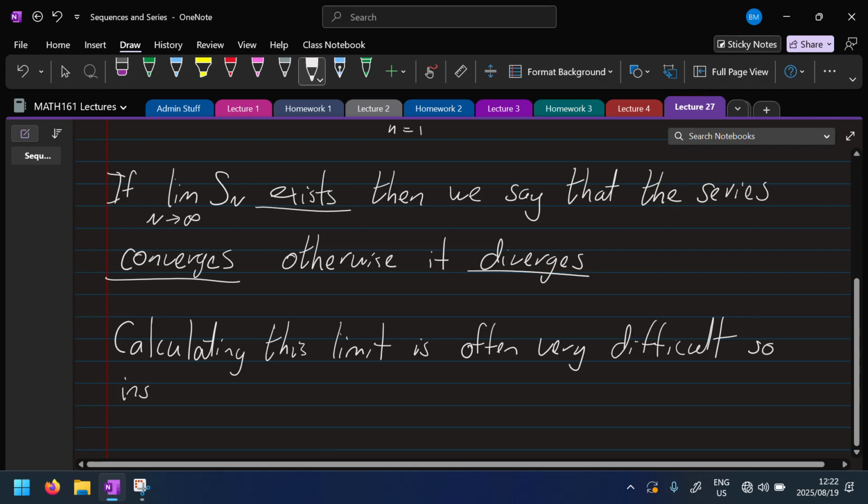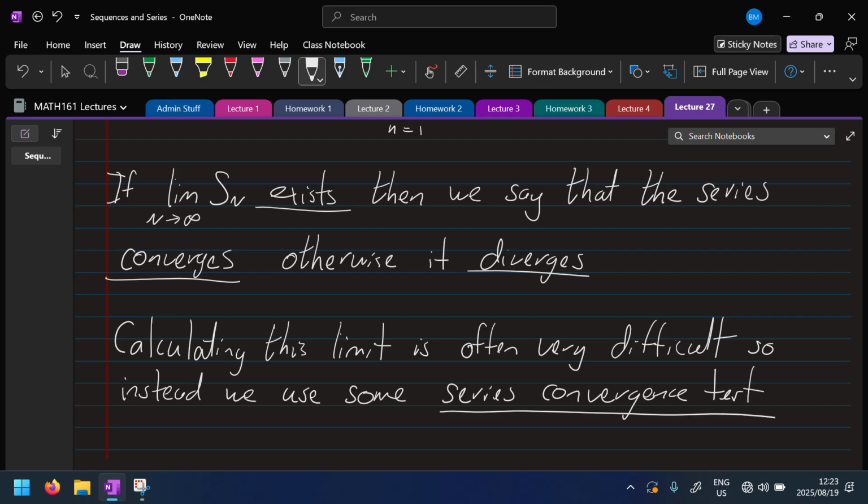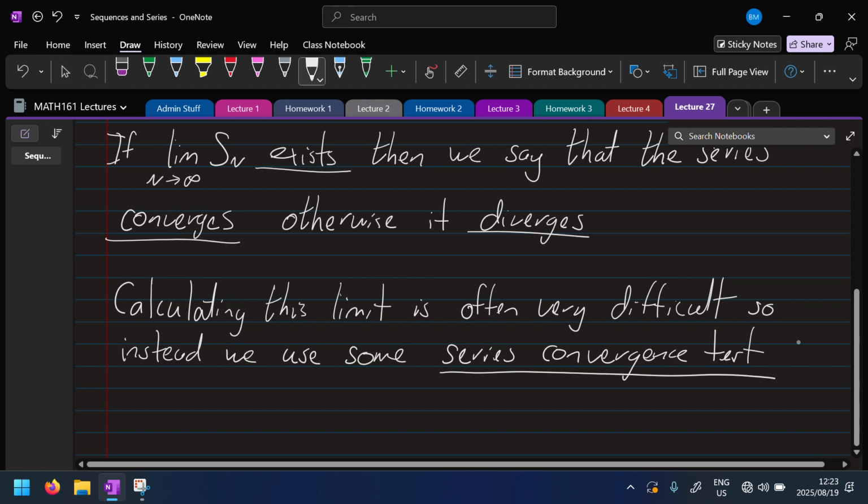So instead, we use some series convergence test. You will see today there's 10 of them to tell if it converges or diverges.